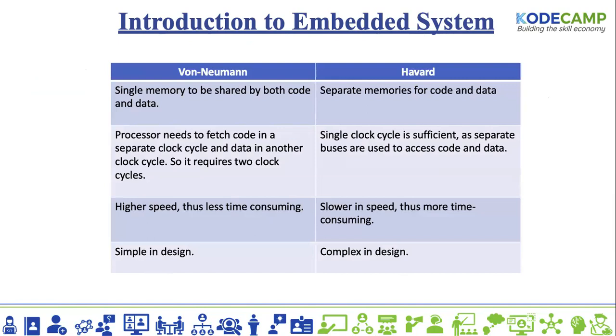So now let's try to do a comparison. Let's put them side by side and see what this is all about. The von Neumann has a single memory shared by both the code and the data. It doesn't have multiple memories, just one. But the Harvard has separate memories for the code and for the data. So you're uploading a program to a particular memory, and there's another memory that holds the data.